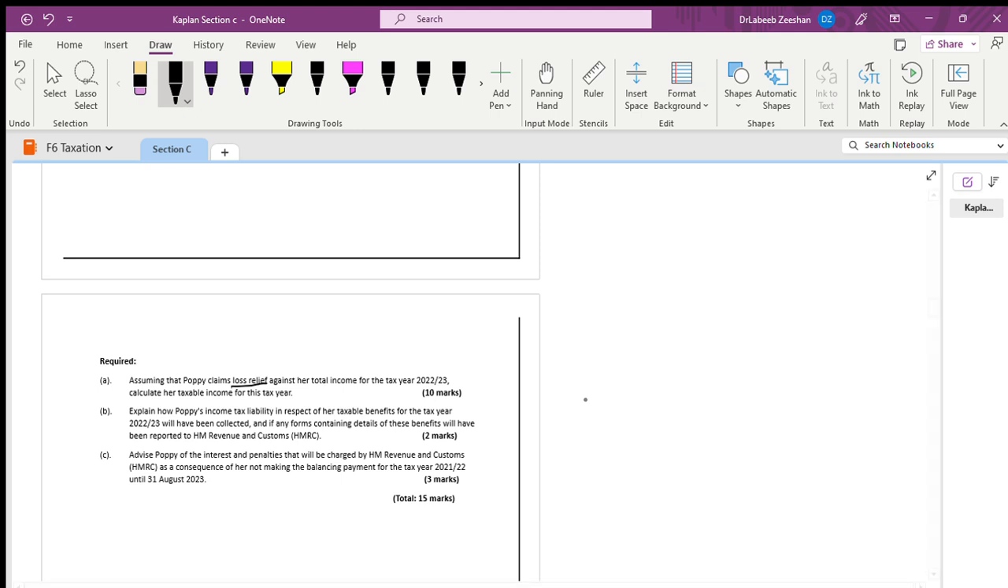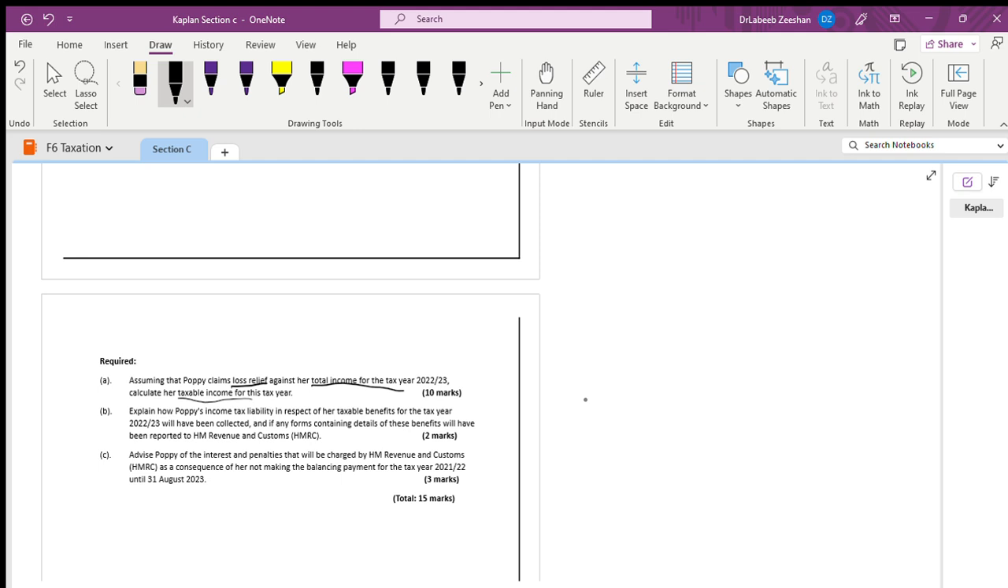Fine. Against her total income for the year 2022-23, calculate the taxable income. It means there will be some loss in the calculation. Now you will be very comfortable that when you start doing calculations, if you get the loss, you will not panic, because it has been given to us as an indication regarding the loss. Fine. Next, calculate the taxable income for this tax year.